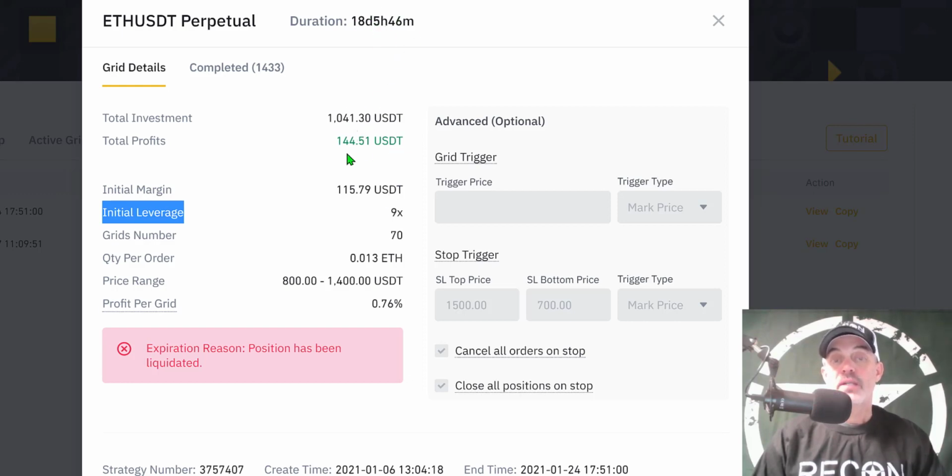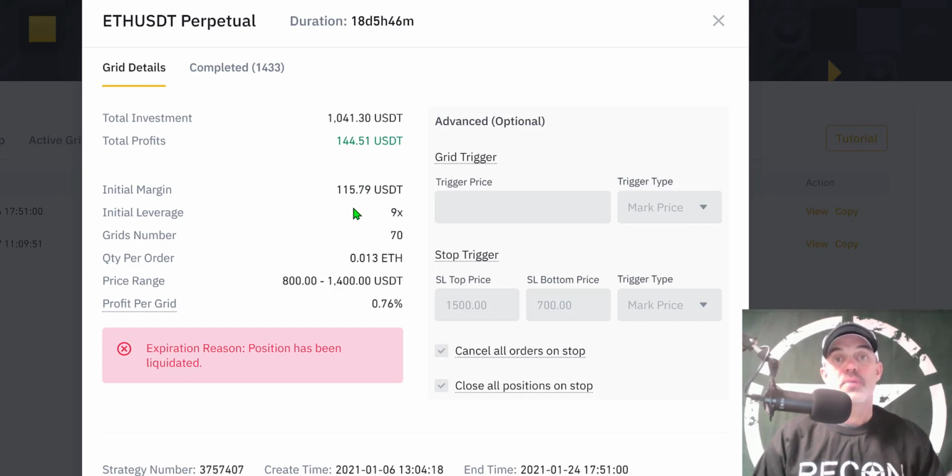Now, at one point, the profit was actually quite a bit higher after completing 1,400 trades, but ETH actually went on a run and set all-time new highs as well, which was above my price range of 1,400, but just below my stop loss price of 1,500. And so I can't stress enough how important it is to minimize the amount of leverage you put on in order to control the risk and not get wiped out.